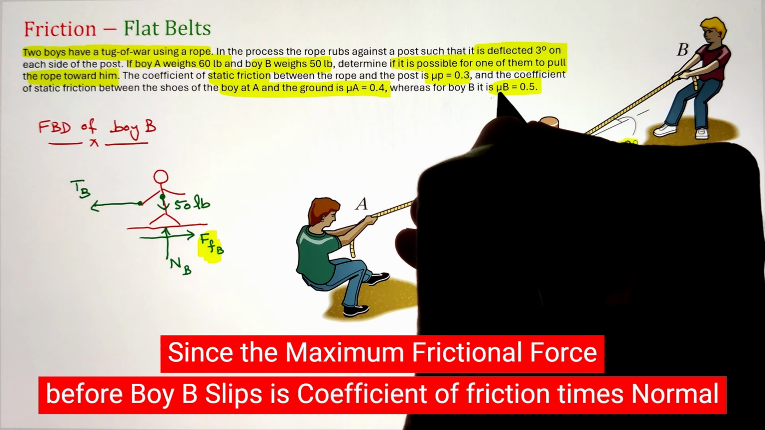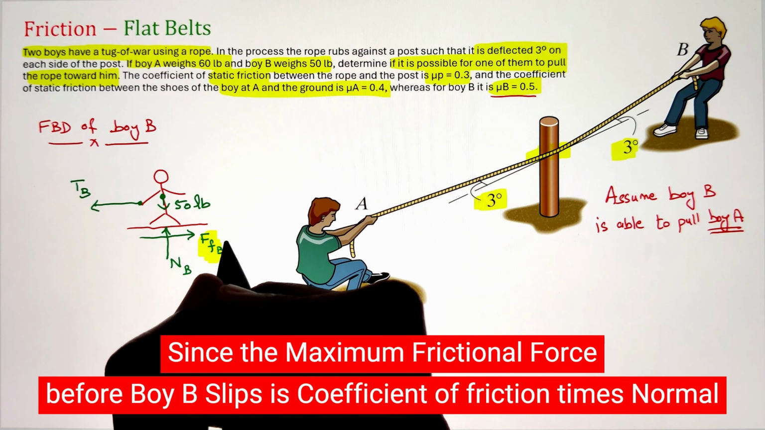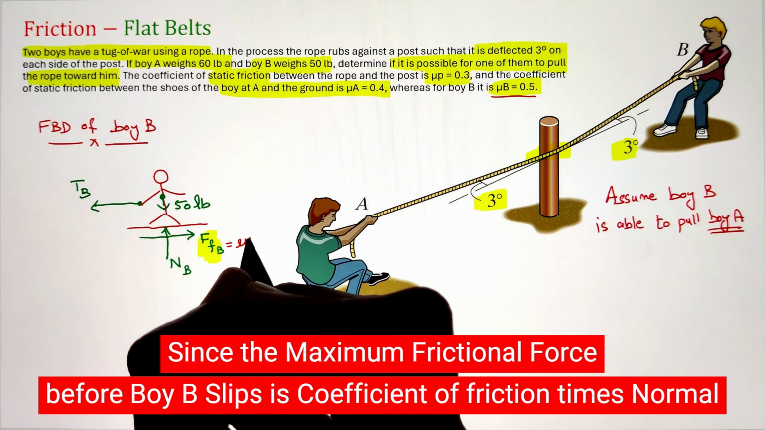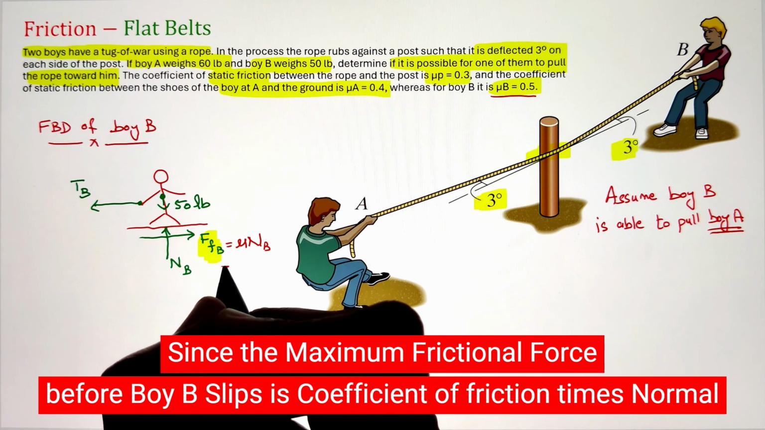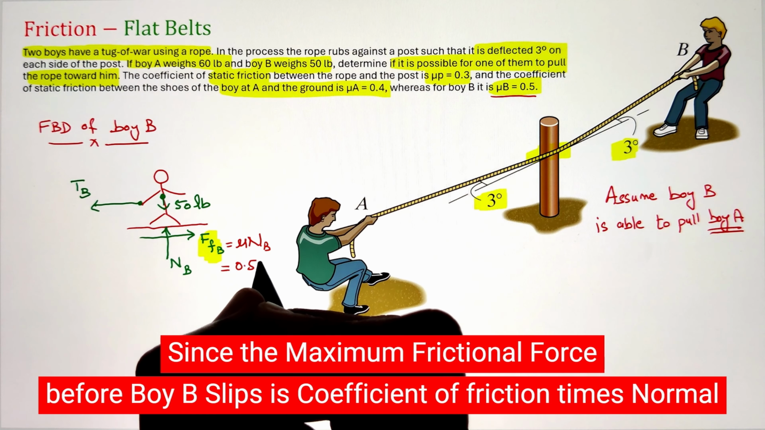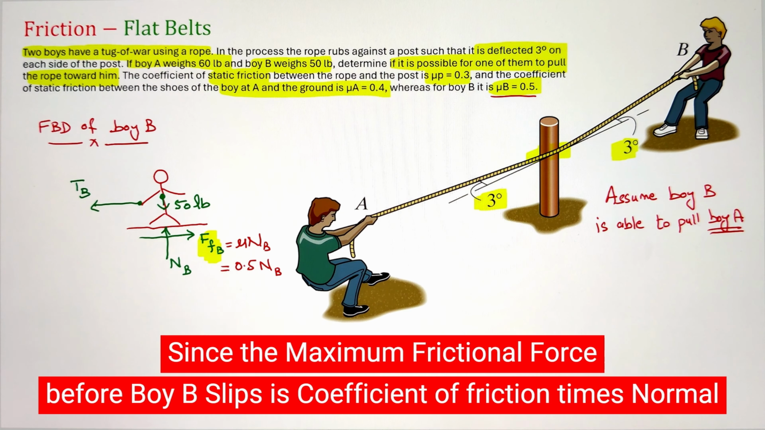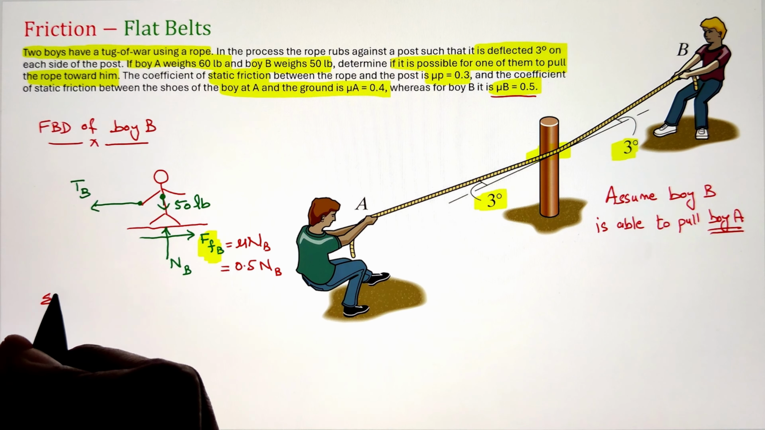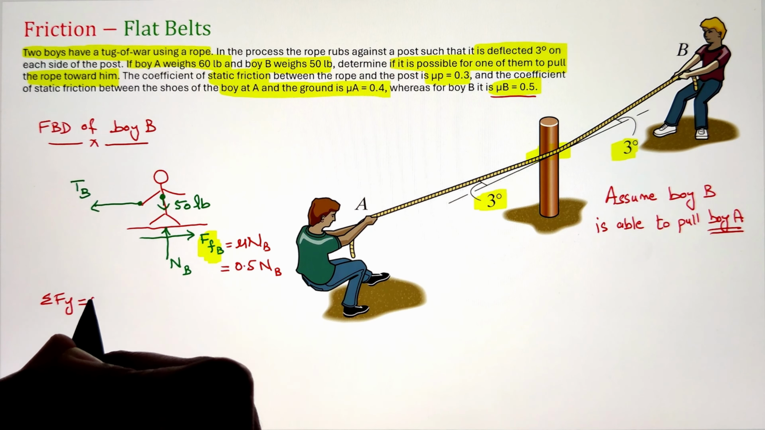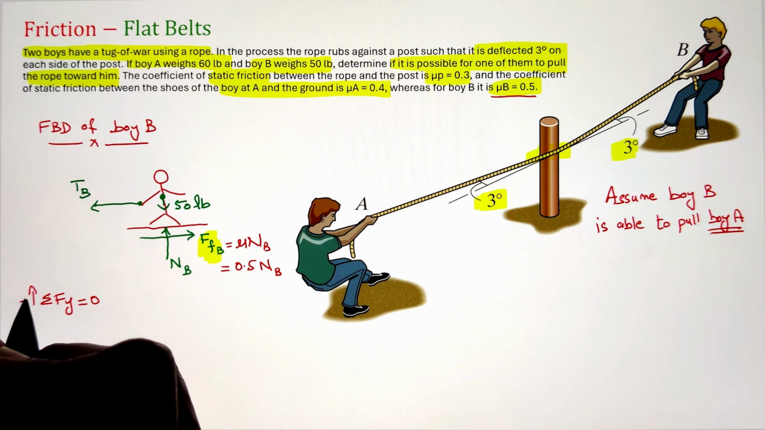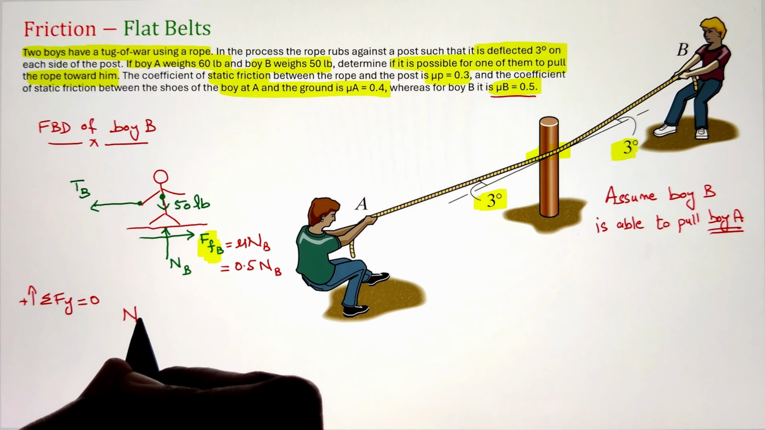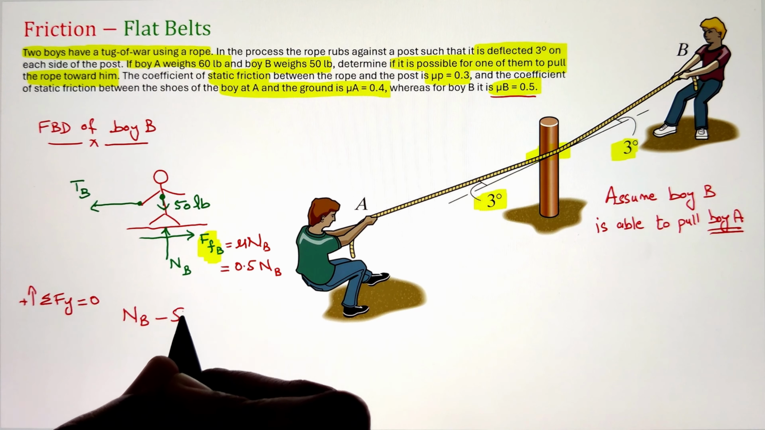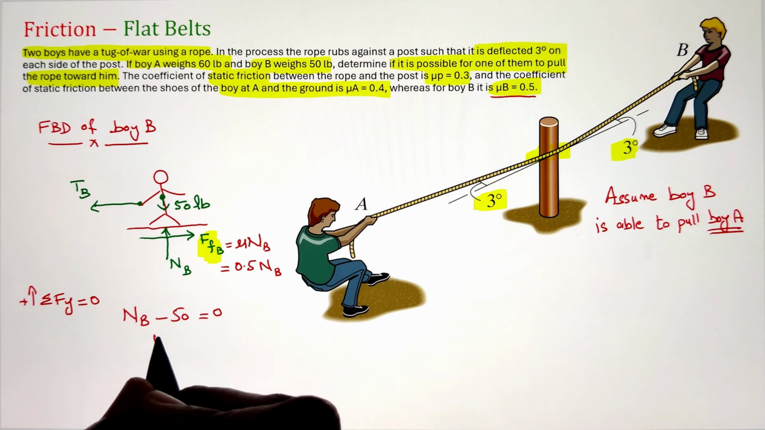Now, since we are making an assumption that boy B will be able to pull boy A, the maximum frictional force between the shoes of boy B and the ground will be F equals mu N. That's the maximum force before the slipping starts happening. So that value is equal to 0.5 NB.